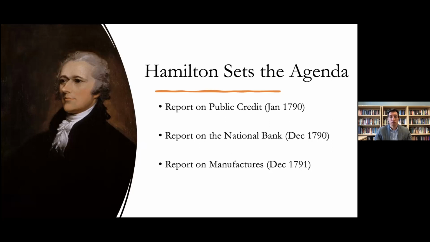His report on the national bank, in which he encouraged Congress to create a national bank that could loan money and invest in companies and projects to help spur growth in the American economy. And his report on manufacturers, when he called on Congress to subsidize manufacturing in the American economy to help prop up infant industries by giving bonuses to manufacturers, by protecting them with tariffs, that is, import taxes, so that they can compete with foreign goods that are being purchased by American consumers.